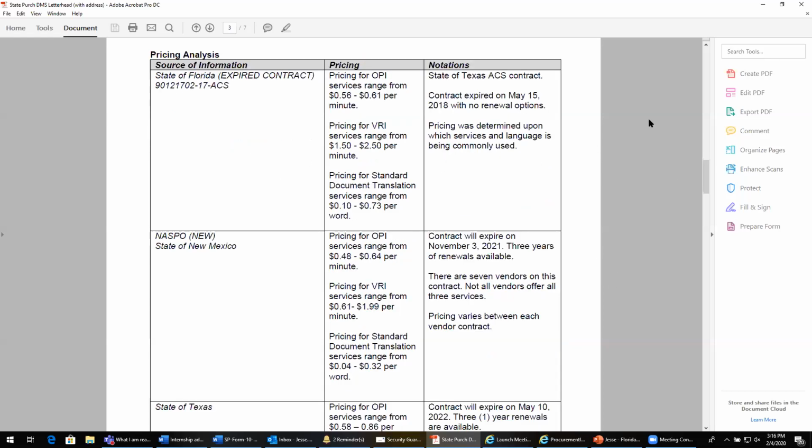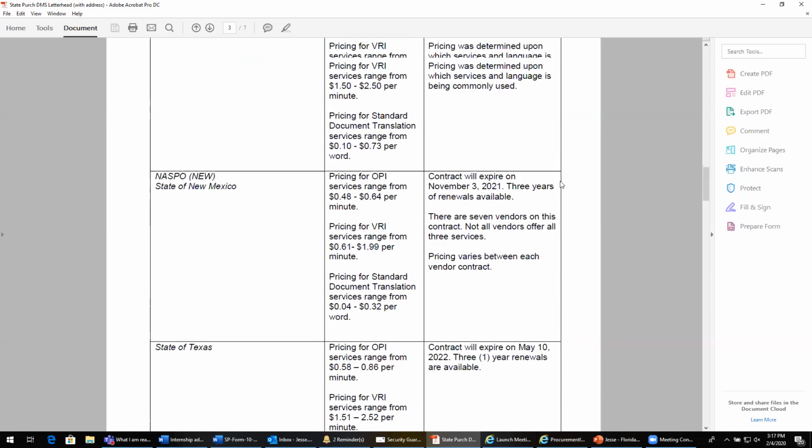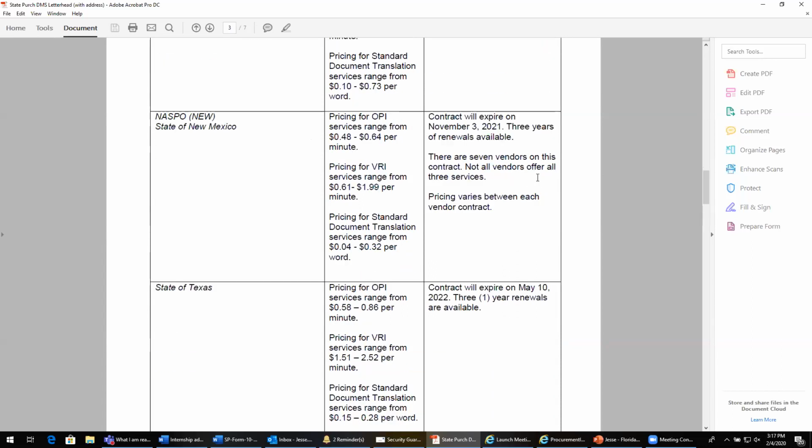Previously, the state of Florida had a contract with NASPO that was just over the phone. So we documented over the phone, video remote, and document translation. Then we compared the new NASPO contract and saw that it was very cost competitive. We also have this cool column called notations. It says how long the contract period is, which I know is really important for procurement professionals. We don't want to issue a procurement just for a year or piggyback a contract that only has a one-year option, as it may not leave a ton of continuity of service for our customers.